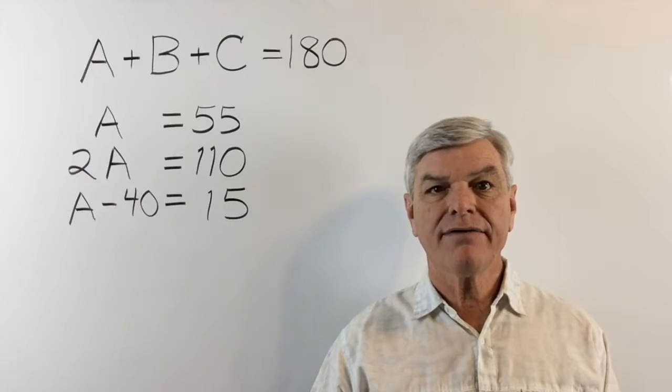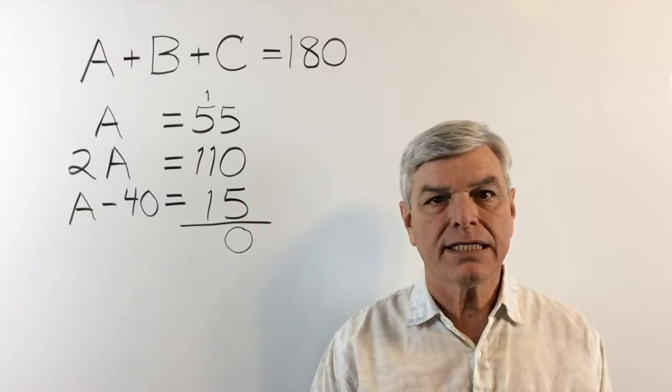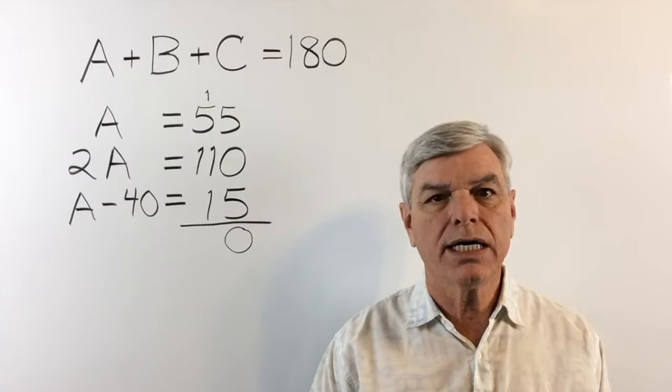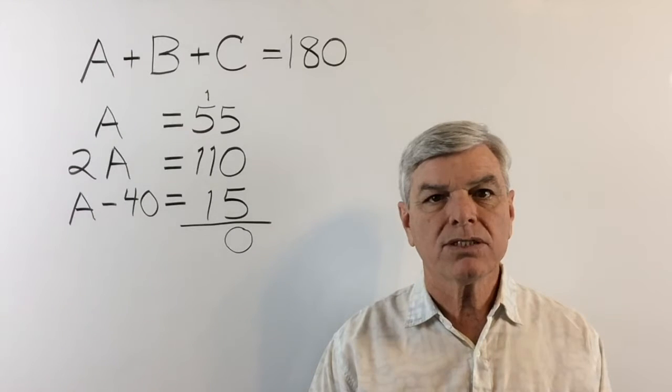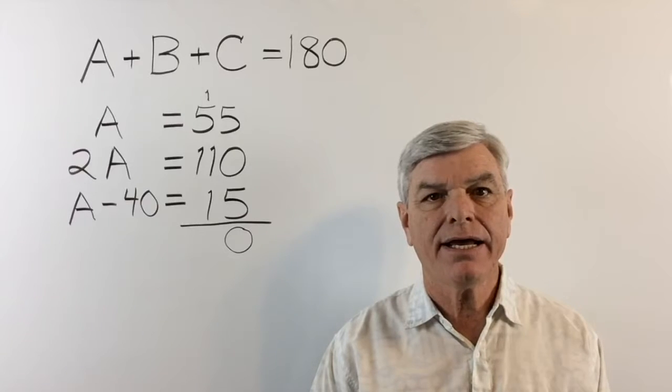5 plus 5 is 10. Let's put down a 0 and carry the 1. Let's see, 1 plus 1 plus 5 is 7, plus the 1 we carried is 8.